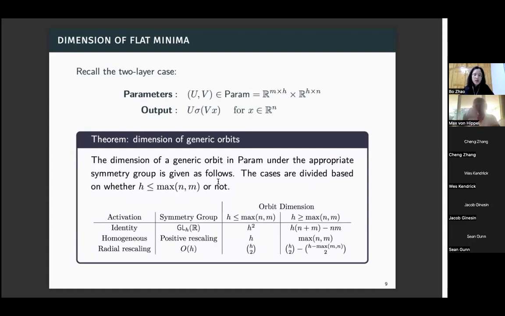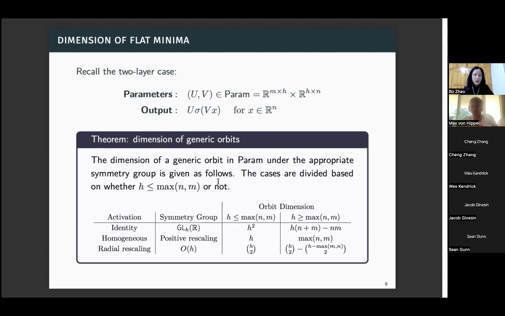This table shows the orbit dimension of different symmetry groups corresponding to different activation functions. The way we calculate these dimensions is by first finding the dimension of the stabilizer of the group. The stabilizer is the set of group elements that doesn't change the parameters. Then the orbit dimension is equal to the dimension of the group minus the dimension of the stabilizer.